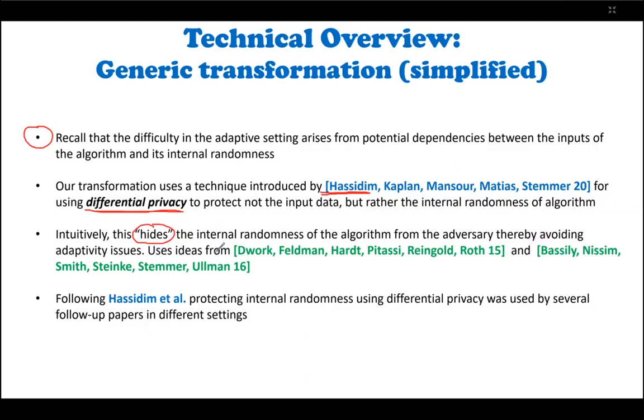So to formalize this idea, we use techniques from the recent line of work on adaptive data analysis by Dwork et al. and Bassily et al. So we adapt this technique of Hassidim et al. to protect the internal randomness of the algorithm with differential privacy. We adapt it to the dynamic algorithm setting, and we optimize it for our problems. And I'll just mention that following Hassidim et al.'s work, this idea of protecting the internal randomness of the algorithm with differential privacy was used by several follow-up papers in several different settings.